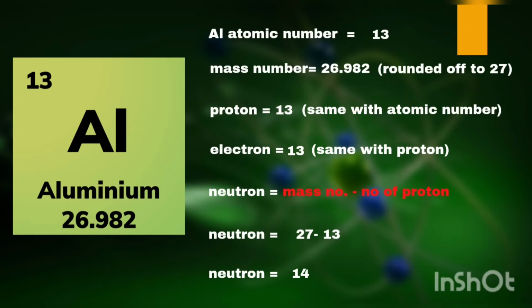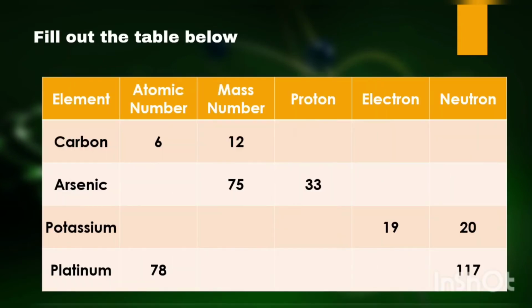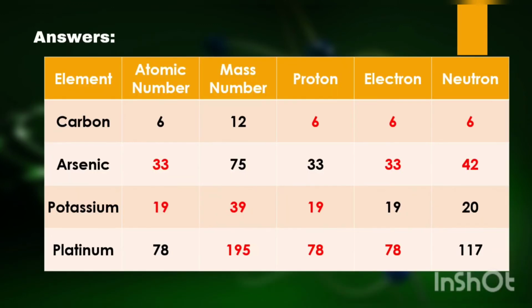For us to check if you have learned about this, let us have an exercise. All you have to do is to fill out the table below. So you have here the elements carbon, arsenic, potassium, and platinum. Let us have the answer. If you got a perfect score, then congratulations.